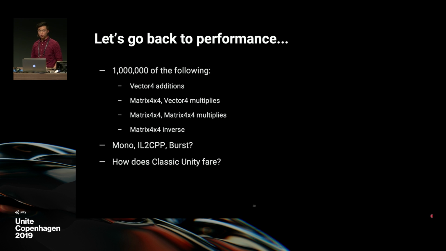So I said earlier that we would go back to performance. Performance is a very, very big deal to us. And so I was very curious, how does classic Unity and Unity Mathematics, how do they stack up? So the thing that I did was 1 million of the following 4 tests: vector 4 additions, matrix vector multiplies, matrix matrix multiplies, matrix inverses. Just run those with Unity Mathematics, with classic Unity, try it on a mono build, try it on IL to CPP, with and without burst. What are the performance numbers?